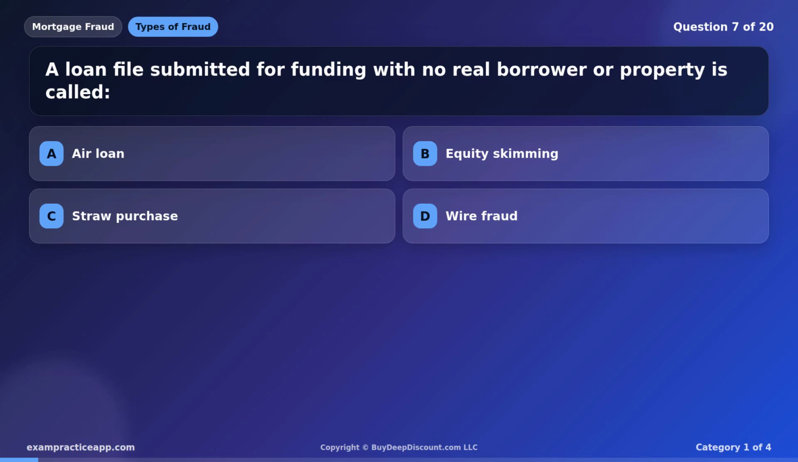Question 7. A loan file submitted for funding with no real borrower or property is called: option A, air loan; option B, equity skimming; option C, straw purchase; option D, wire fraud. Take a moment to choose your answer. The correct answer is option A, air loan. Explanation: an air loan is completely fictitious.